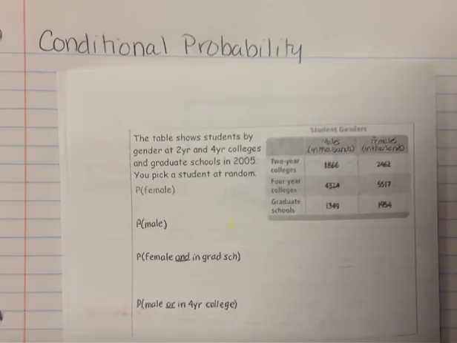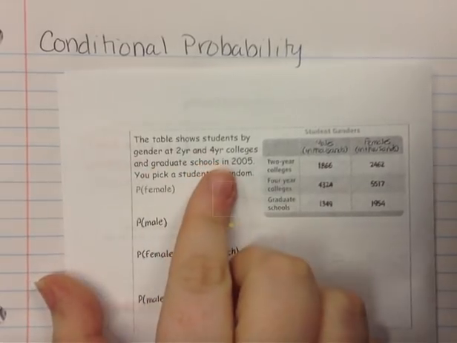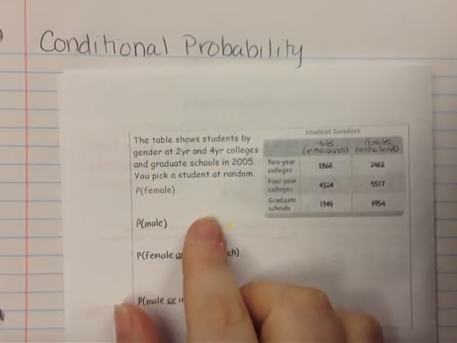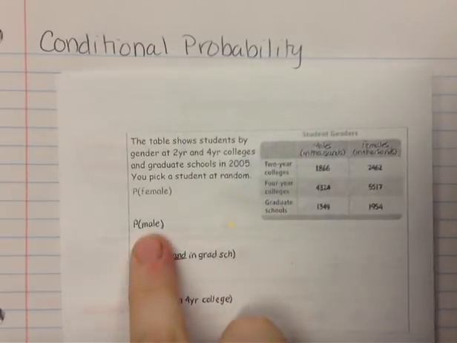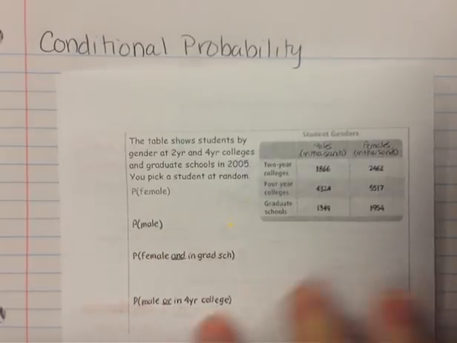This video is on conditional probability. This first example, we are not using conditional probability. We're going to be using basic probability and understanding the symbols and what this is asking us.